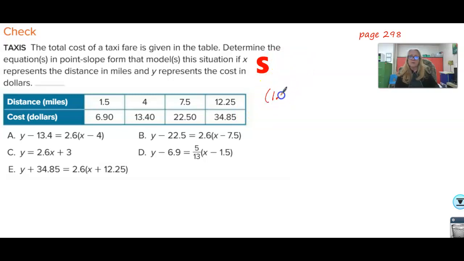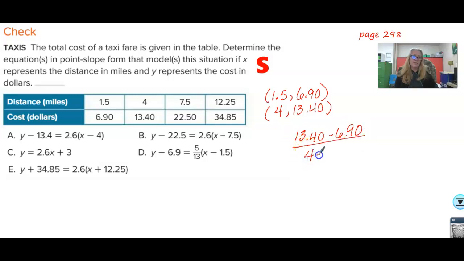The first point we'll use is 1.5 and 6.90. And the second point we're going to use is 4, 13.40. Okay? And we're going to find the slope. Well, that would be 13.40, second y minus the first y over second x minus the first x. And I went ahead and did this in advance. This is 6.5, this is 2.5. And when you divide those out, you get 2.6. So our slope is 2.6.